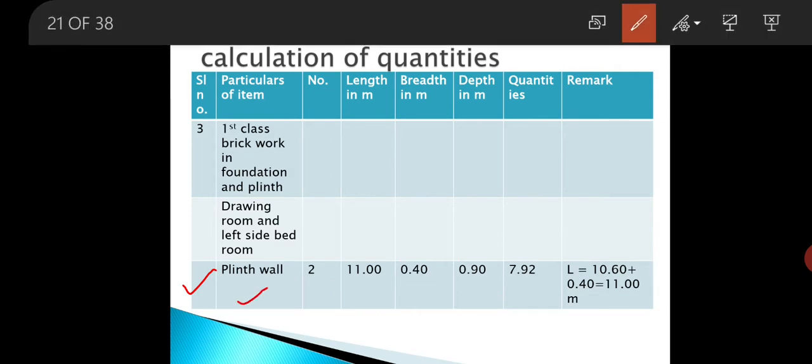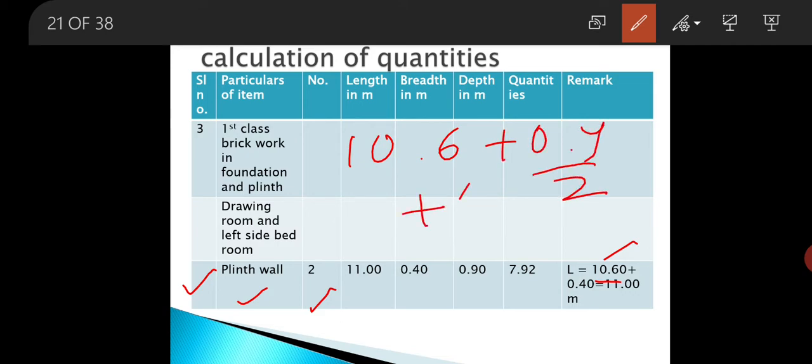So here write down plinth wall. Number is 2. Length is equal to center length plus half of the width of the plinth wall on both the side. Okay, that means 0.4. So this is equal to 11 meter. Width is 0.4, depth is 0.9. Then by multiplying these 4 we will get 7.92 cubic meter.